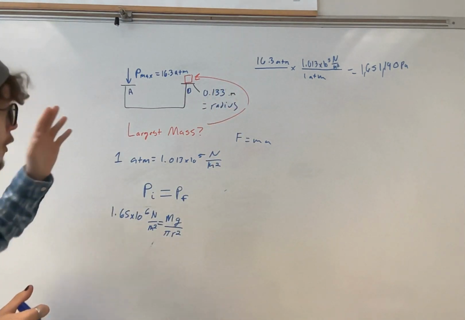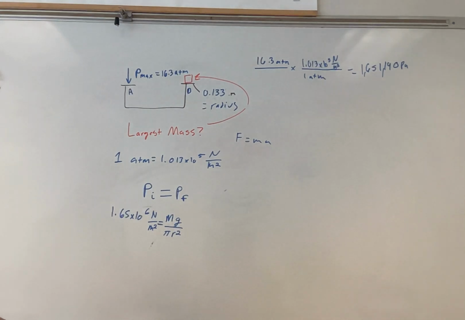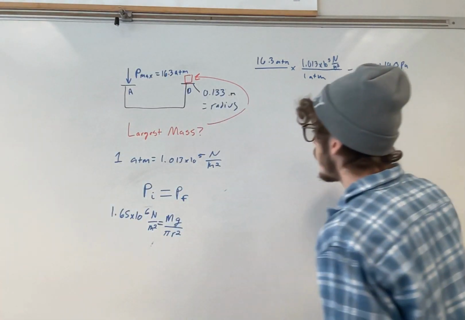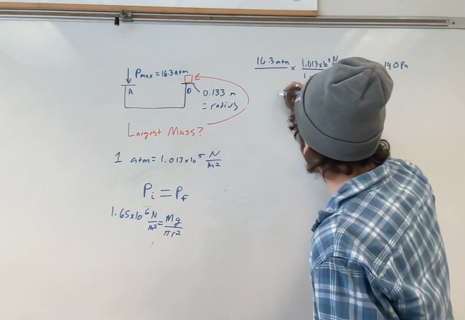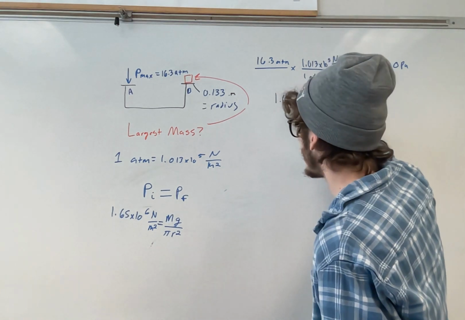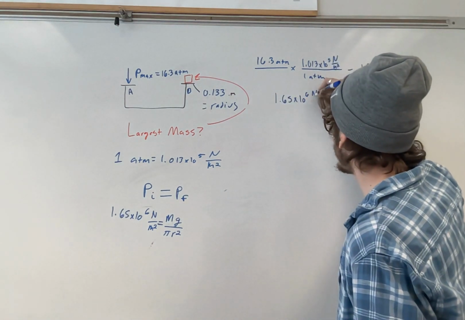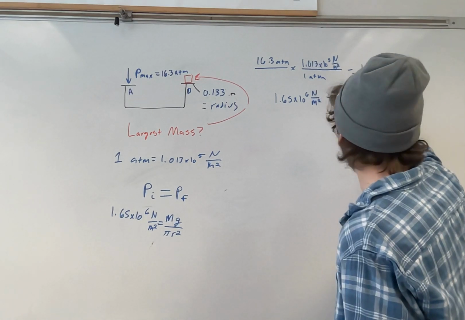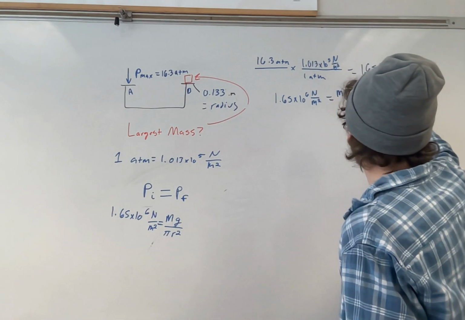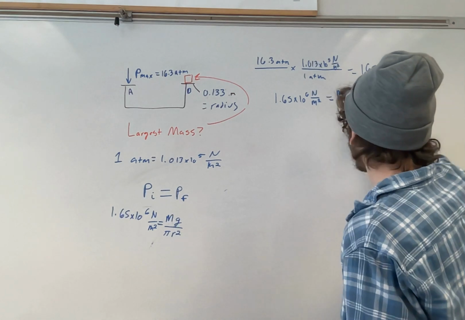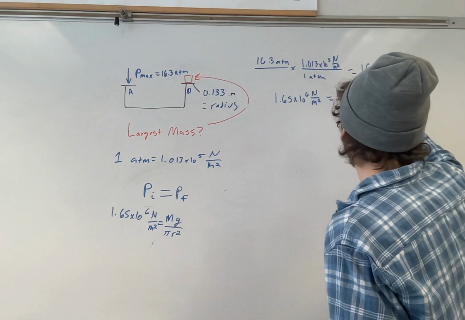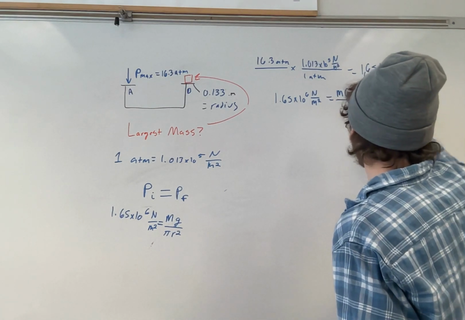So we have now our radius, we know gravity, so we can solve for mass. Let's actually put this over here, and I'll plug in everything at once. So 1.65 times 10 to the 6 newtons per square meter is equal to mass, that's unknown, times 9.81 meters per second squared, all over pi r squared. So pi times the radius, 0.133, and square that.